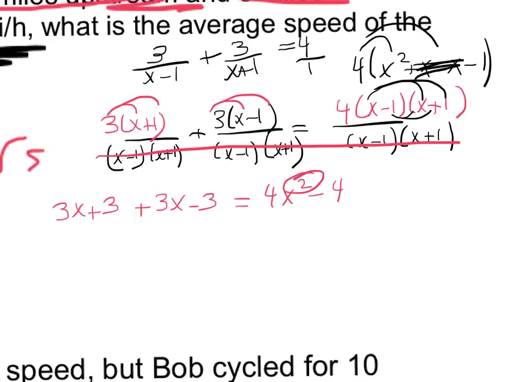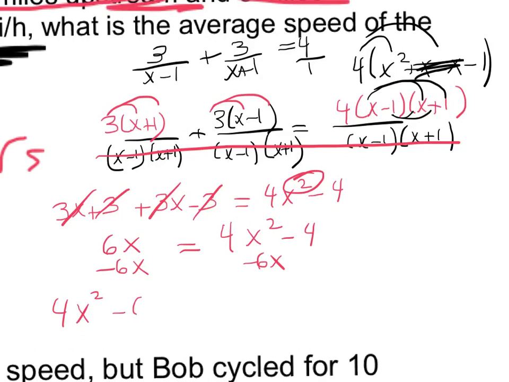So 3x plus 3x, that would be 6x. Those cancel out. 3 minus 3 is gone. Equals 4x squared minus 4 minus 6x. So you have 4x squared minus 6x minus 4 is equal to 0.